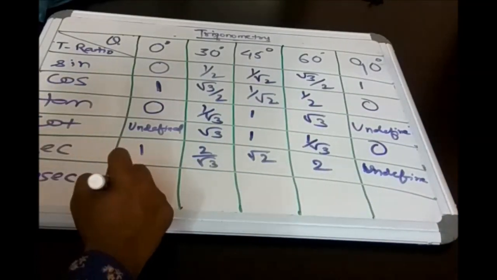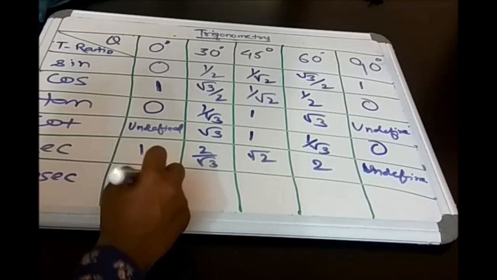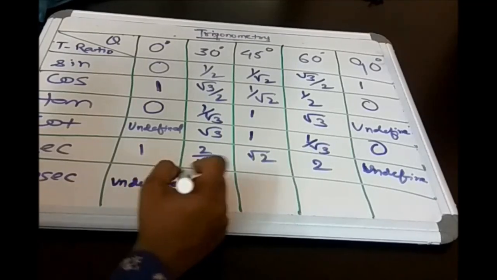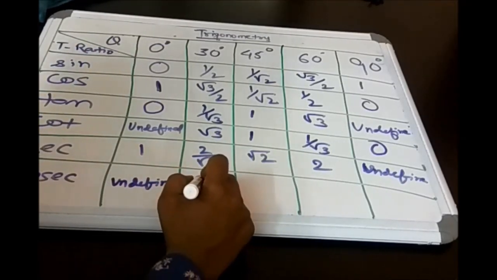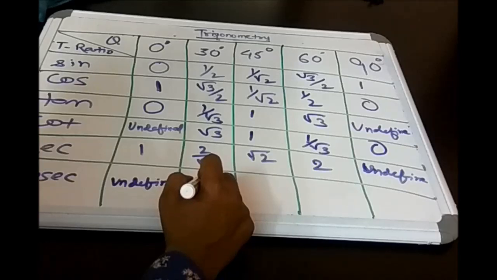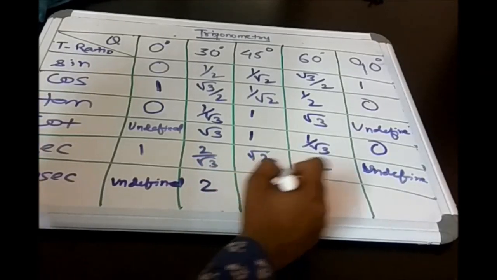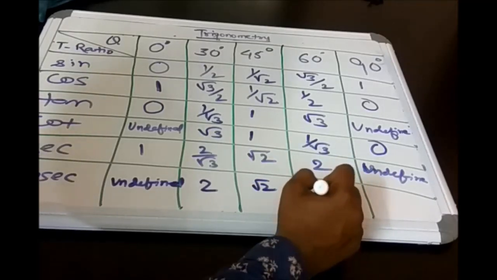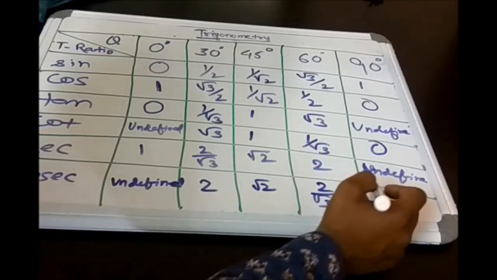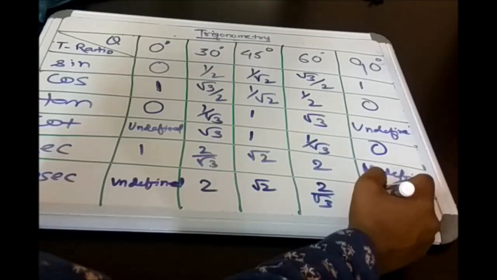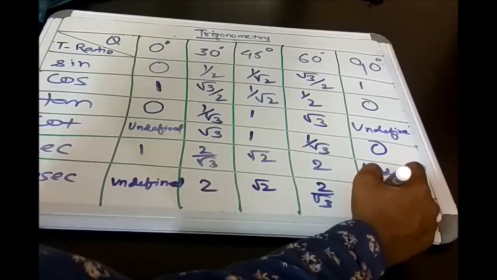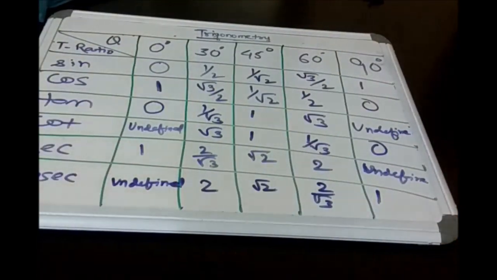Similarly, cosec 0 is undefined. Cosec 30 is 2. Cosec 45 is root 2. Cosec 60 is 2 by root 3. And cosec 90 is 1. So this is the table.